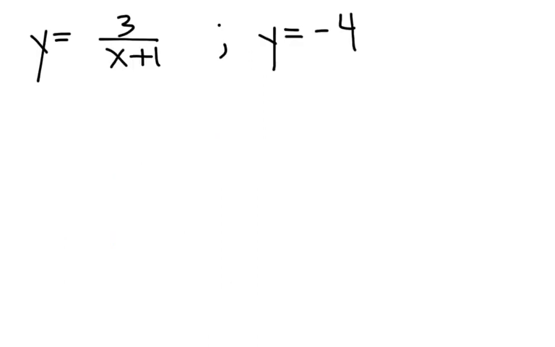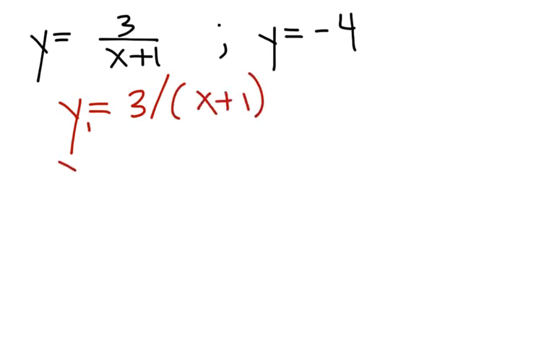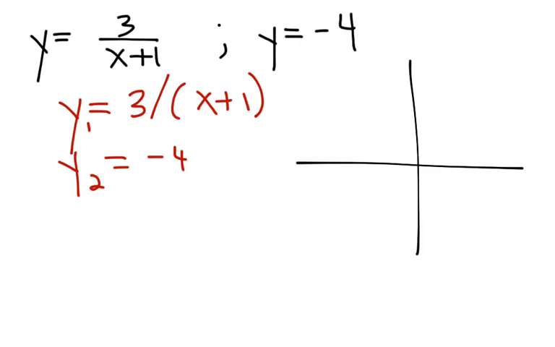Let's try another one. Let's graph y equals 3 over x plus 1 and y equals negative 4 and find the point of intersection. Remember, when you plug this into y1 equals, you need to do 3 divided by parentheses x plus 1. And in y2 equals, you're going to put y equals negative 4. When I graphed this in my calculator, I think it looks more like this.